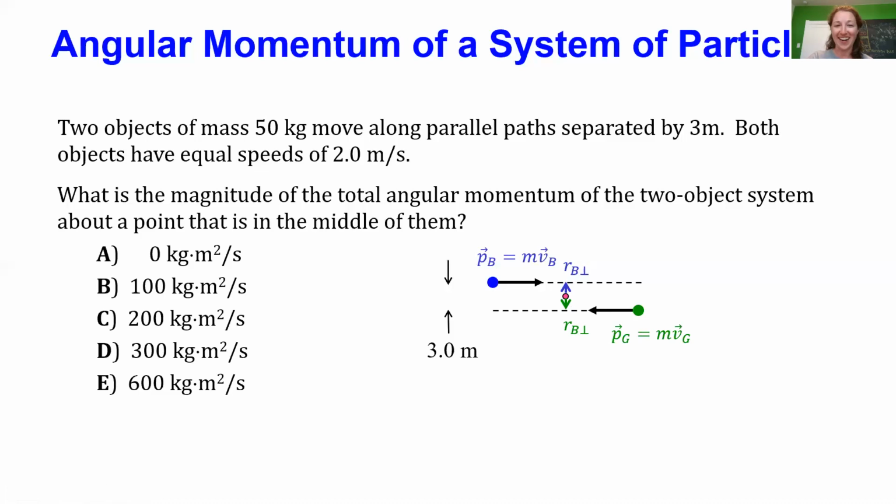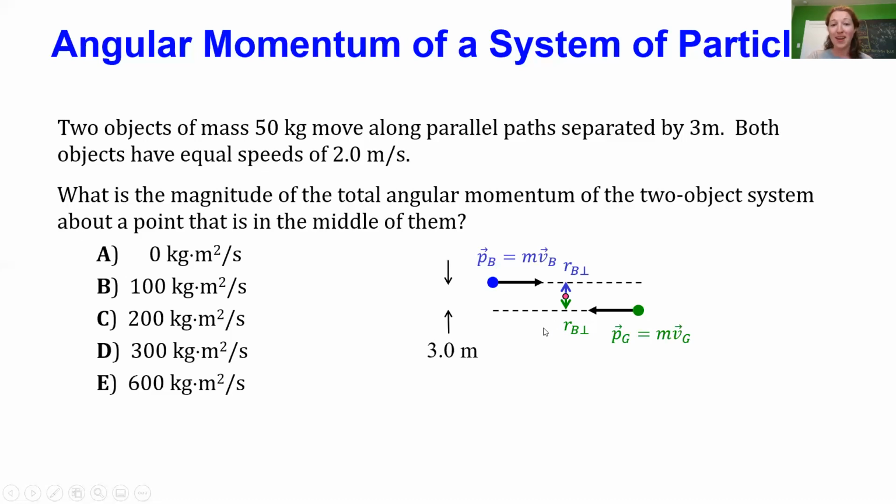So the magnitude of the green particle's angular momentum is also going to be 150 kilogram meters squared per second. So what you might think is, since these two particles have opposite linear momentums, same magnitude, opposite direction, so the net linear momentum of this system would be 0, you might think that might also be true for the angular momentum. So a tempting answer here might be A, that these two angular momentums cancel.